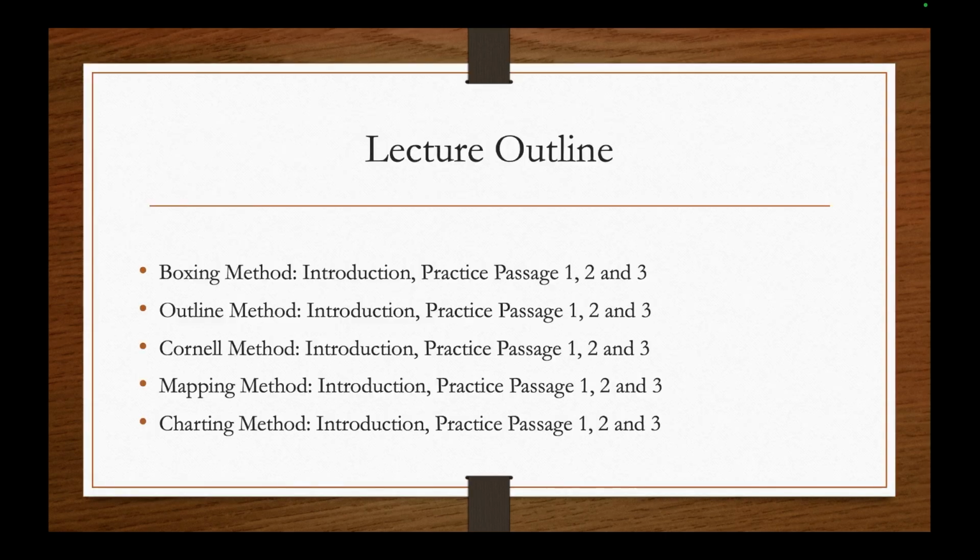Now, the course outline would be something like this. First, we'll discuss boxing method in introduction, followed by practice passage 1, 2, and 3. The first passage would be of basic module, the second would be of intermediate level, and the third would be of advanced level. We then move on to outline method, Cornell method, mapping method, and finally, charting method.